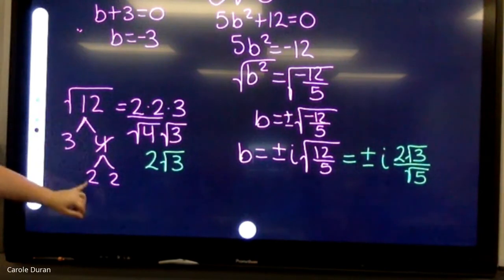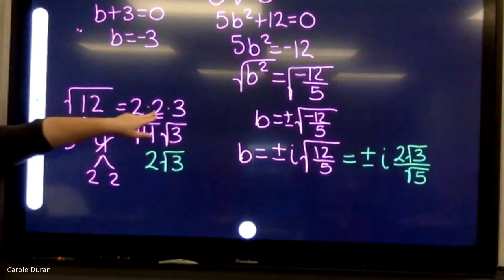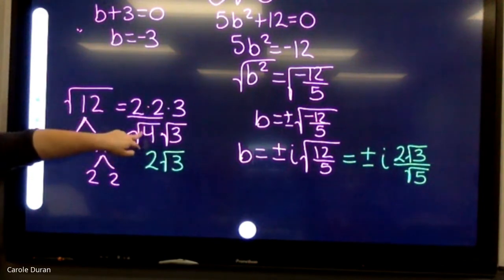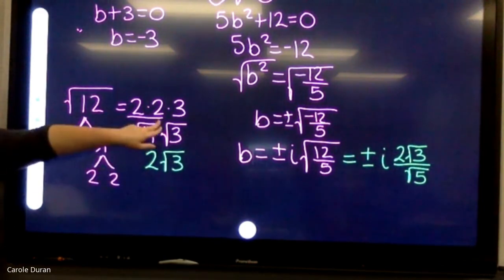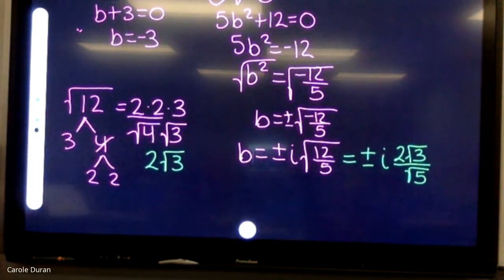Oh, wait. I broke this down into prime factorization. Then 2 times 2 becomes 4. Yeah, 4 is a perfect square. Square root of 4 is 2. Can't take the square root of 3, so it just stays the square root of 3.